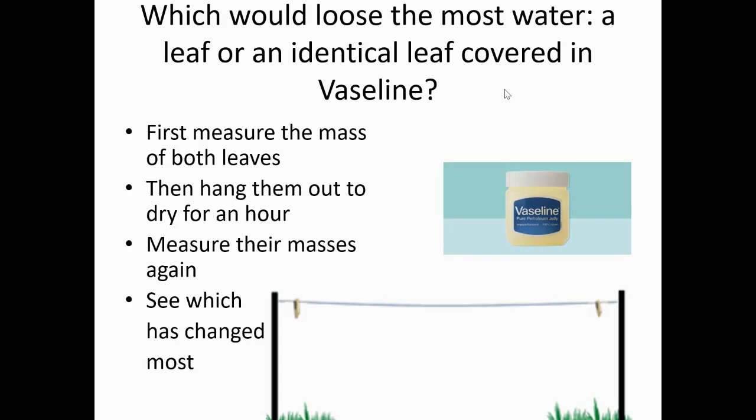Well, we'll do an investigation. This is an investigation that we could do in the lab. Unfortunately, we're not doing it at the moment because we're not in the lab. But when we come back to school, we might have the opportunity to do this, and it will be easier to remember, obviously, after we've had a go. So first, measure the mass of both leaves. They may be different, but it's the change in mass that we're looking at, so it's fine. Then hang them out to dry for an hour. Literally stick them on a washing line. Looks a bit silly, but it's how to do it. Then you measure their masses again and compare them. Which one has changed the most?